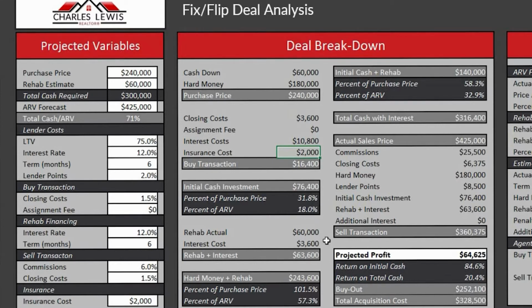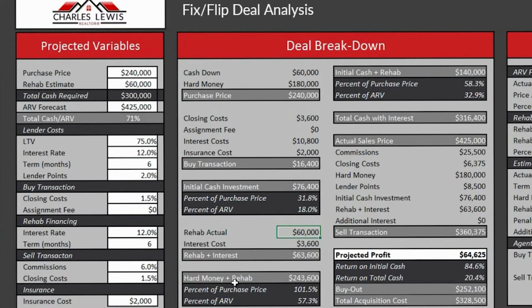And of course, these are just percentages to factor in to see if it's something that works. The percent your money out of pocket represents only 31% of the purchase price, and then the percentage of the ARV. Since remember the ARV is higher, it's 425. That only represents 18%.